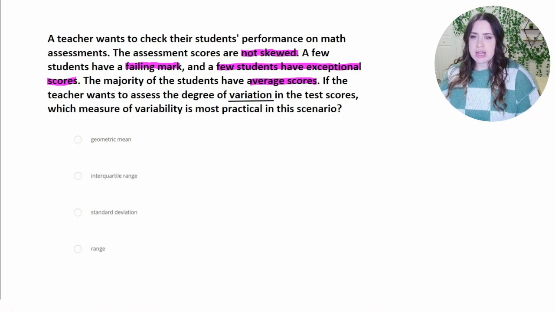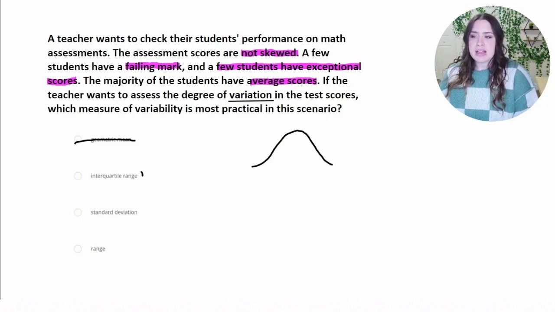So when a data set is not skewed, it just is talking about that traditional bell curve. So a few people failed, a few people did really well, most are average, and it's not like where you have an oblong curve. That would be skewed, in this case skewed right. So when we're looking for a degree of variation, that's talking about how spread out the data is. As we look at our answer choices, geometric mean, if you remember, mean is more of a center. It's an average type thing, and that's not going to measure the variation at all.